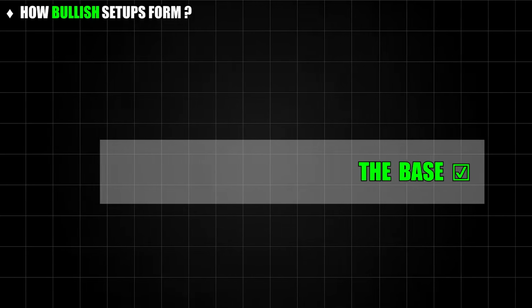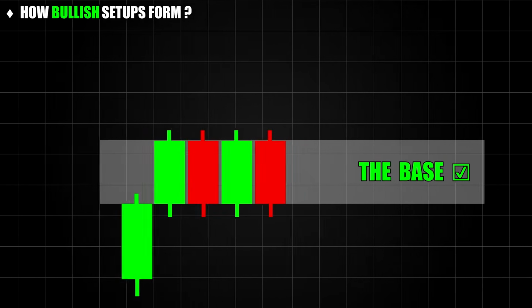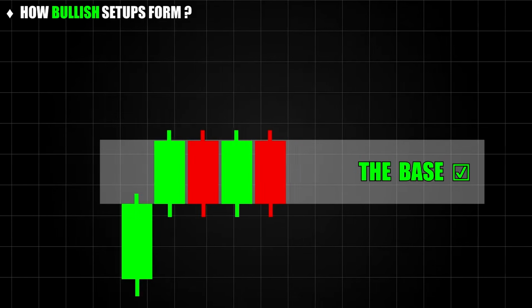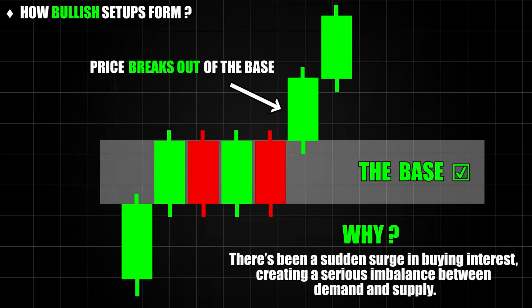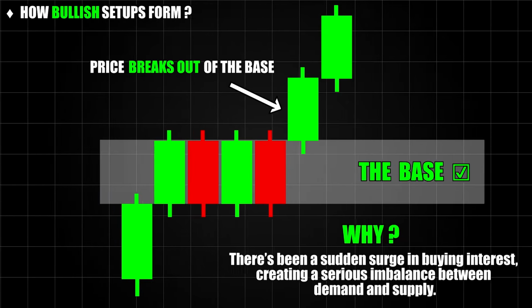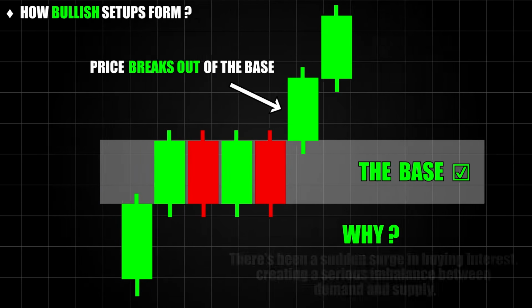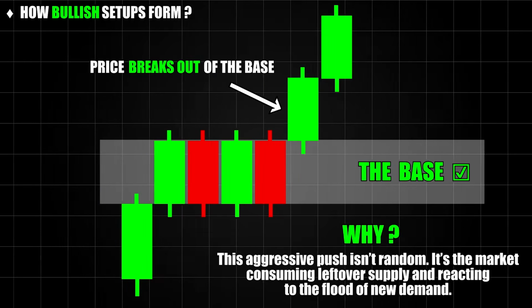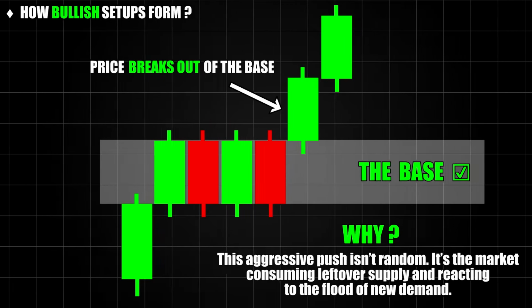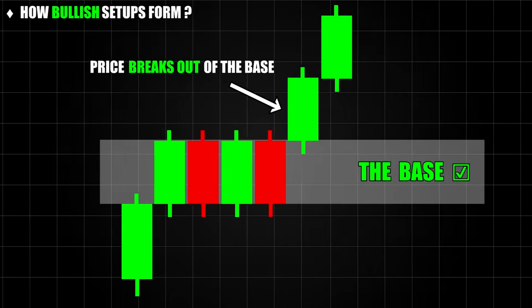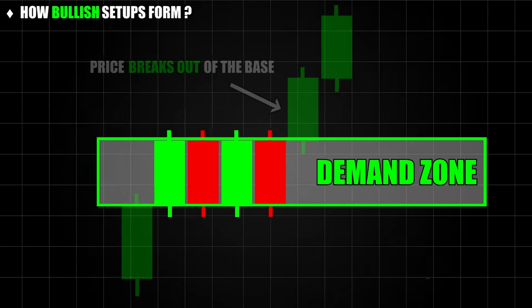Let's walk through what happens in a bullish setup. Price doesn't slowly creep upward, it surges. It breaks out of the base with force. Why? Because there's been a sudden surge in buying interest, creating a serious imbalance between demand and supply. This aggressive push isn't random. It's the market consuming leftover supply and reacting to the flood of new demand. And right there, that explosive move is where your true demand zone is formed.